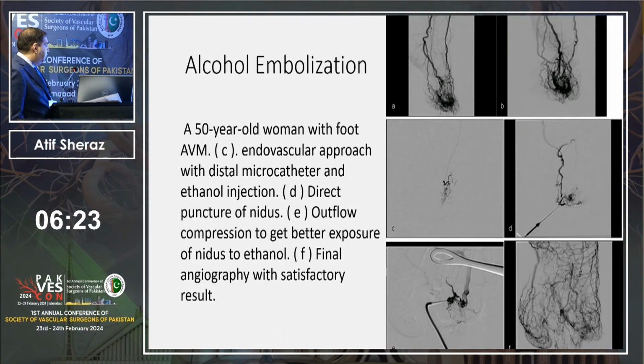So this is an example of an AVM embolization with alcohol, a combined endovascular approach. This is the AVM endovascular approach with microcatheter, direct puncture with a 21 gauge needle, and then final satisfactory angiogram.